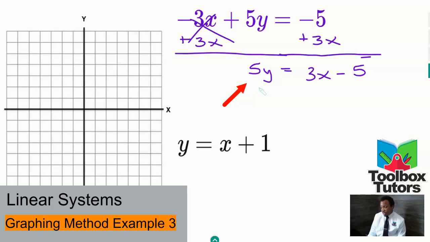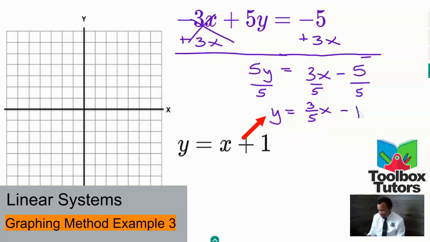front of this y. To get rid of this, 5 and y beside each other means we're multiplying. So the opposite of multiplying by 5 would be dividing by 5. Now, when we divide by 5, we don't just divide the 3x by 5. We also divide this negative 5 by 5. So now we have 5y divided by 5 gives us y. 3x divided by 5 gives us 3 over 5x, since this doesn't come out as a whole number. And negative 5 divided by 5 gives you negative 1. So now we have our first linear function in slope-intercept form.